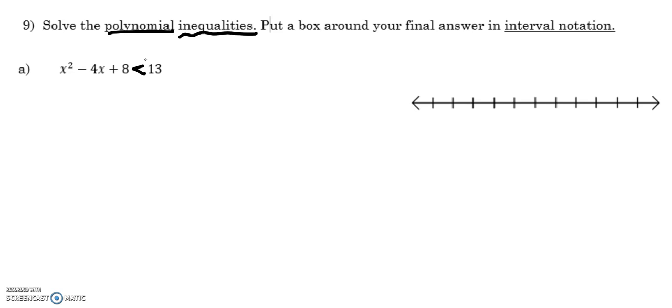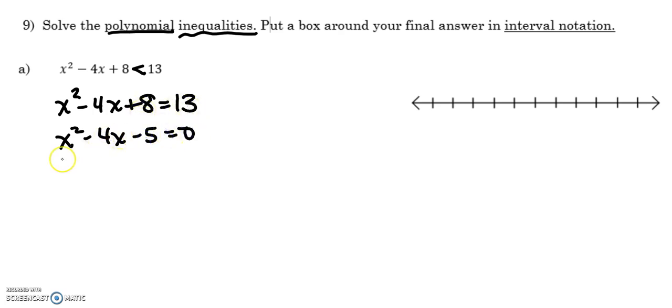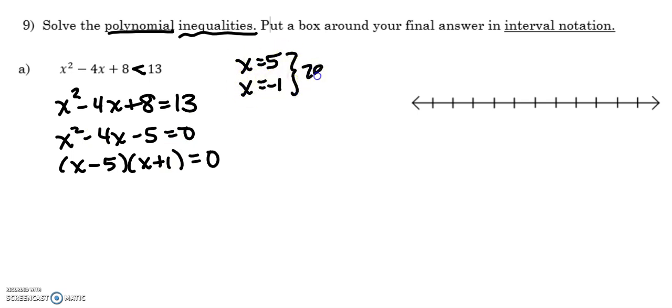But to start this process, you pretend for a second, what if x squared minus 4x plus 8 were equal to 13? Well, to finish out solving that, I'm going to subtract the 13, so x squared minus 4x minus 5 equals 0. This is going to factor into (x minus 5)(x plus 1) equals 0, in which case I would have zeros at 5 and negative 1. All right, so that's my starting point for my number line. So negative 1 and 5 are values that make this function 0.